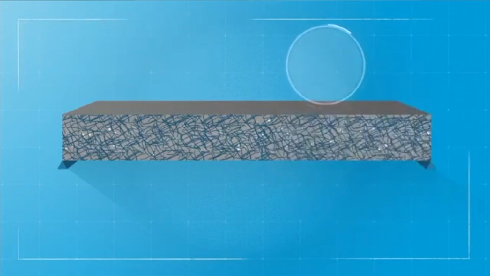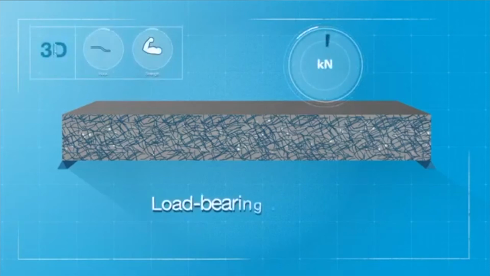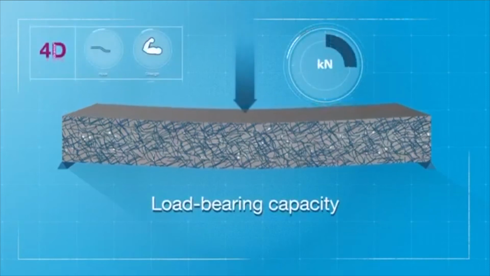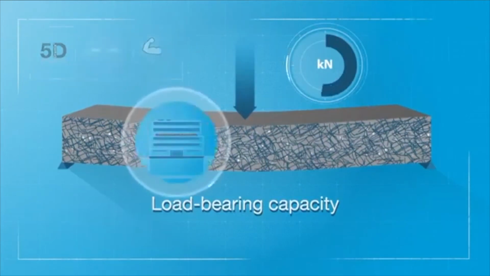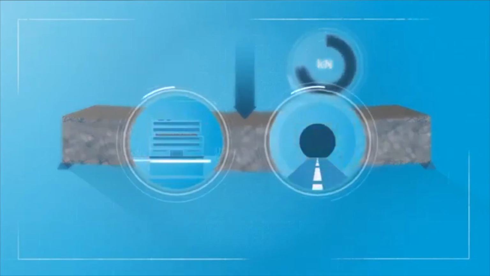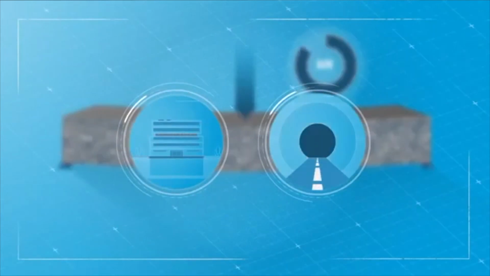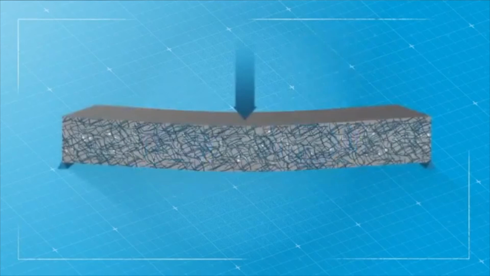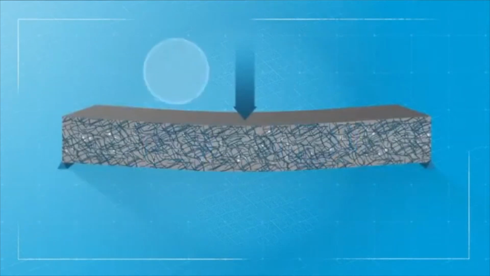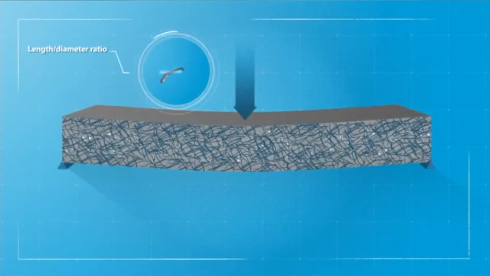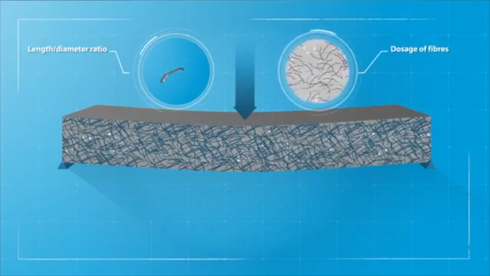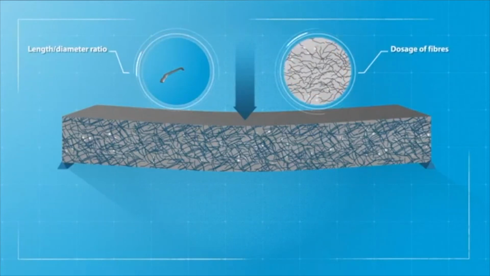Based on these behaviors, we can conclude that Dramix steel fibers effectively increase the load-bearing capacity of concrete. They can be used in almost any concrete structure, with or without additional reinforcement, where the ductility of your concrete structure depends on the length-diameter ratio of the fibers and the number of fibers used per cubic meter. It is essential that enough fibers overlap to create a continuous network in the concrete mix.